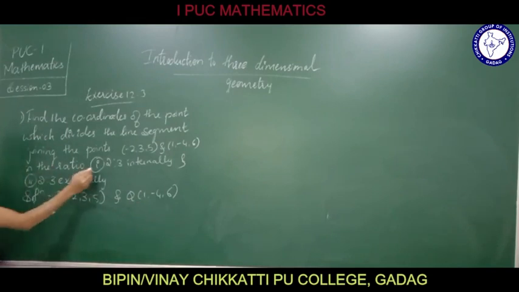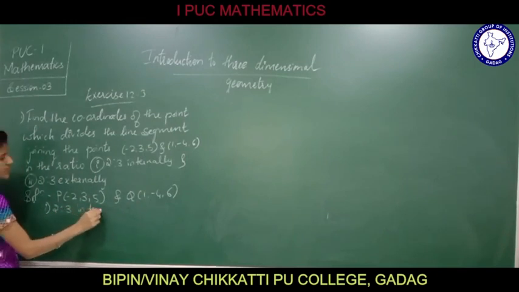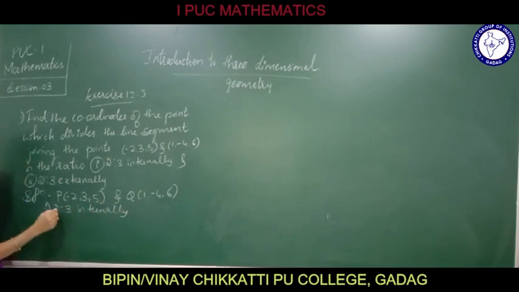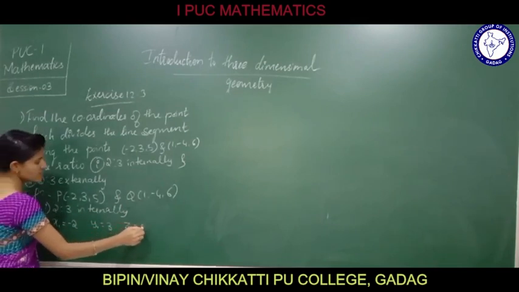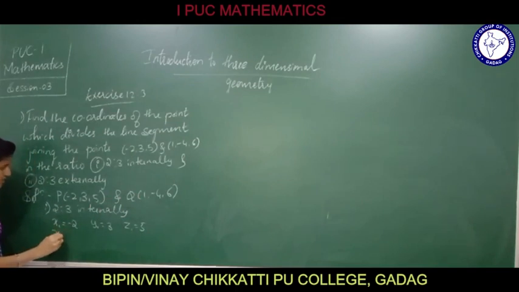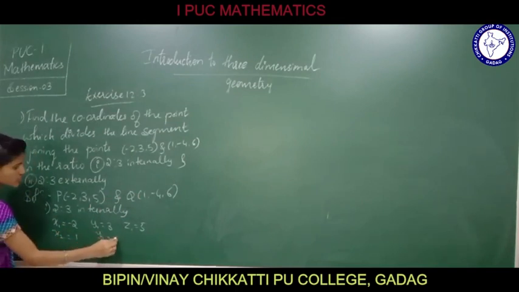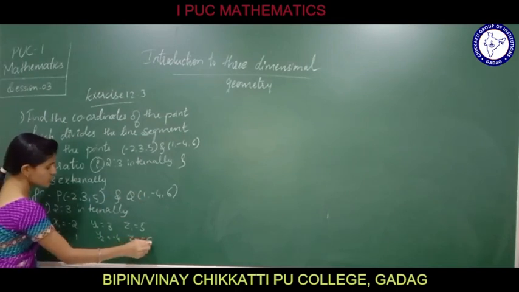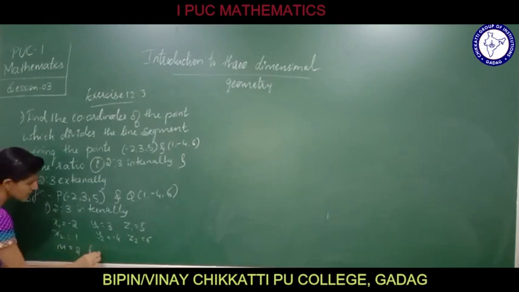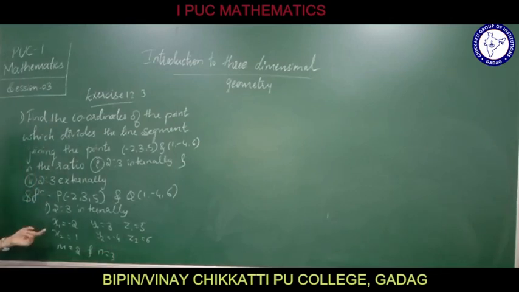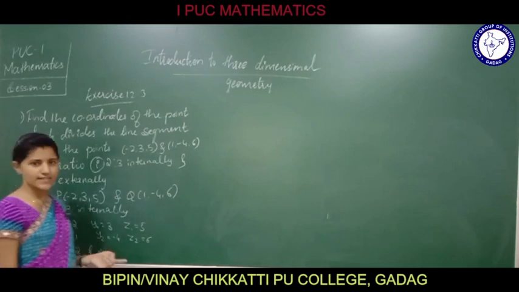Let us write down. And what have they given? They have given for the first one as 2:3 internally. Right, here they have given m:n. Let us write first. x1 is -2, y1 is 3 and z1 is 5. Next here, x2 is equal to 1, y2 is equal to -4 and z2 is equal to 6. They have given the ratio m:n, where the value of m is 2 and the value of n is 3. That is, m is equal to 2 and n is equal to 3. They have said in the ratio 2:3 internally.